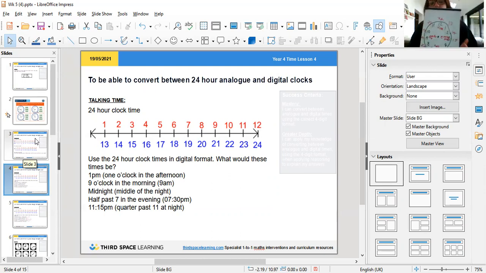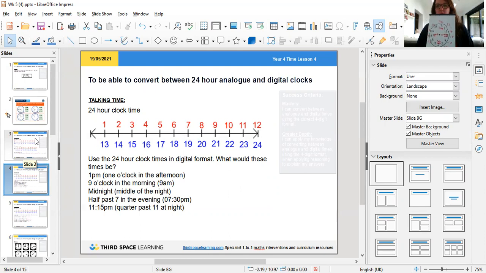9 o'clock in the morning. Okay, so you're going to go, oh, what would that be as digital? So I know it's 9. 9:00. Middle of the night. Now, what will that be? Middle of the night. Well done.